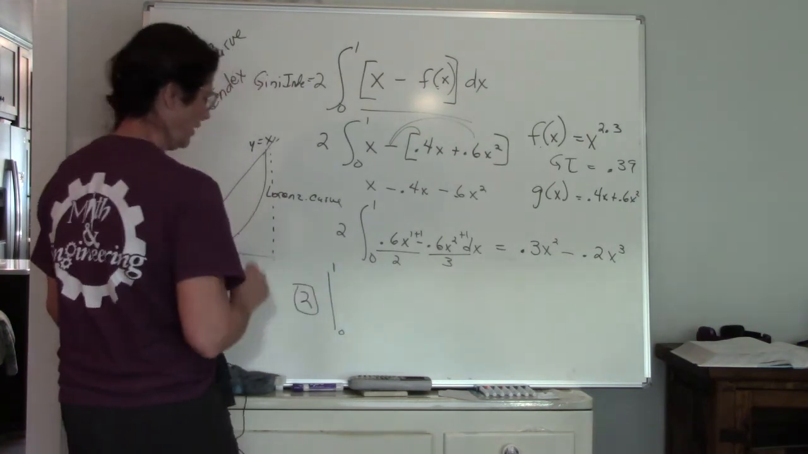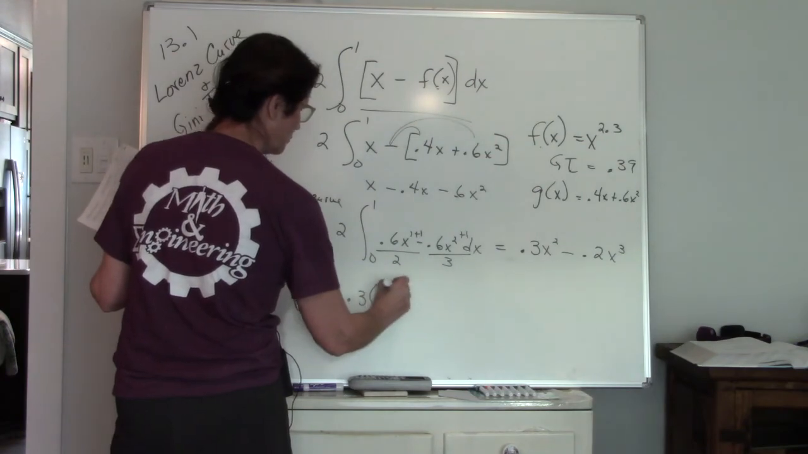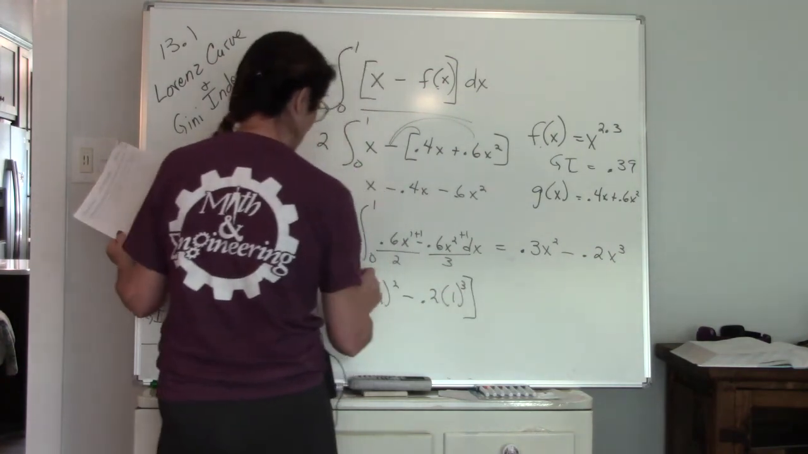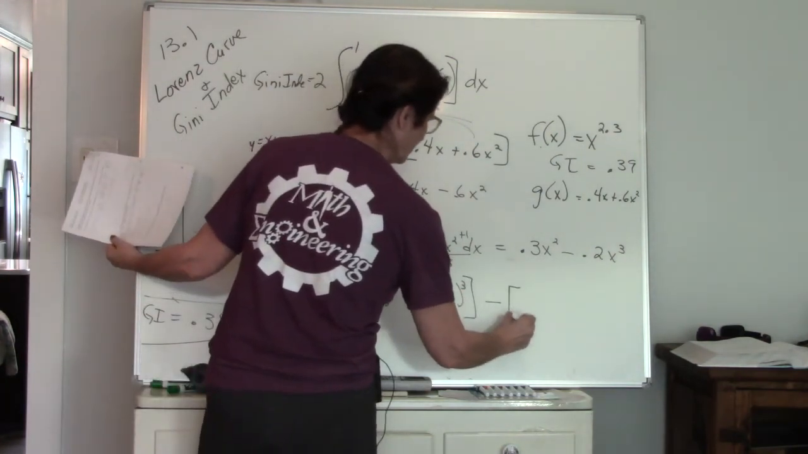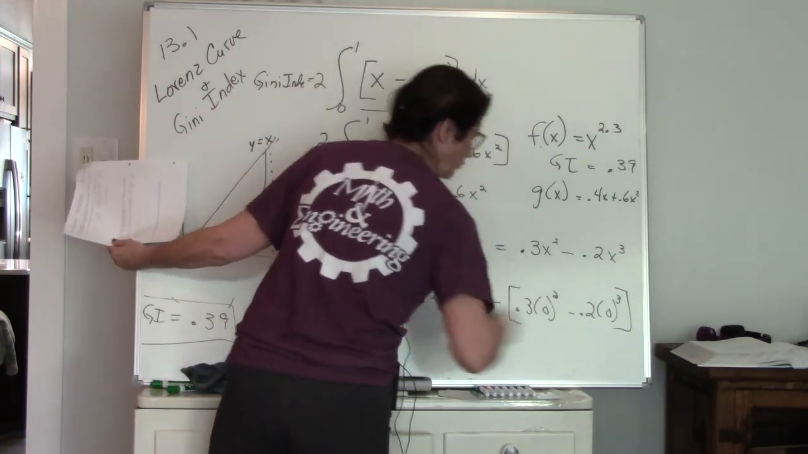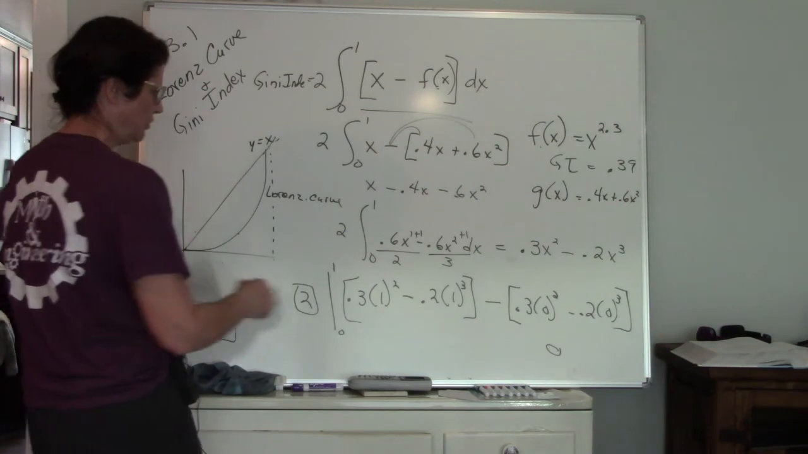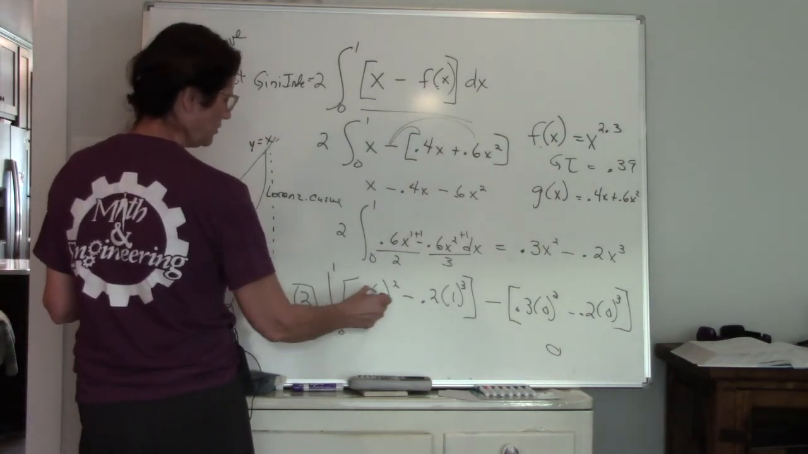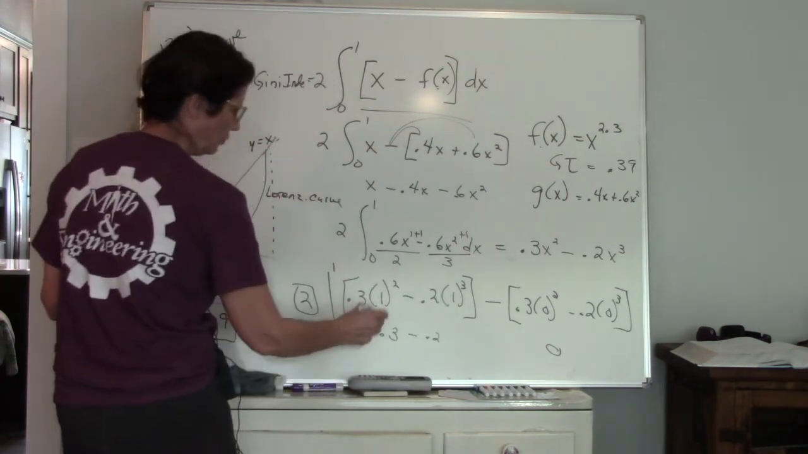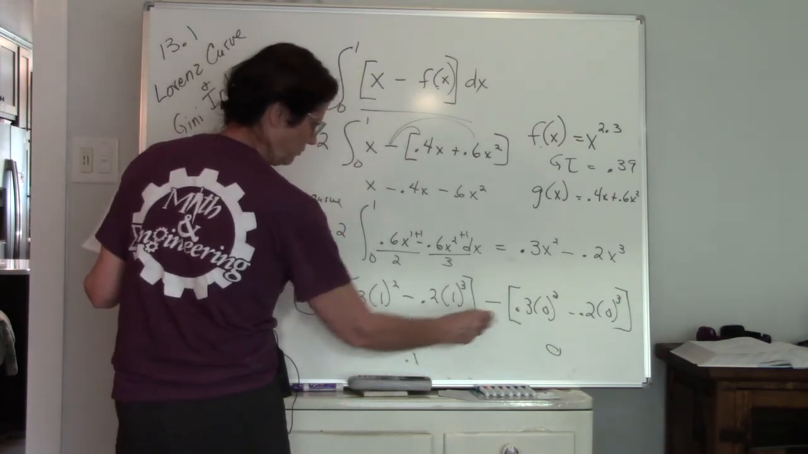Again, don't forget your 2. I always circle it because I always forget it. All right, so here we go. 0.3 times 1 squared minus 0.2 times 1 cubed. That's the first part. Subtracting off the second part when x is 0, and hopefully you have picked up on that it's just going to go to 0. 0 times anything is 0. So now all I have to do is calculate this. 0.3 times 1 squared is 0.3. 0.2 times 1 cubed is 0.2. So 0.3 minus 0.2 is 0.1, minus 0.